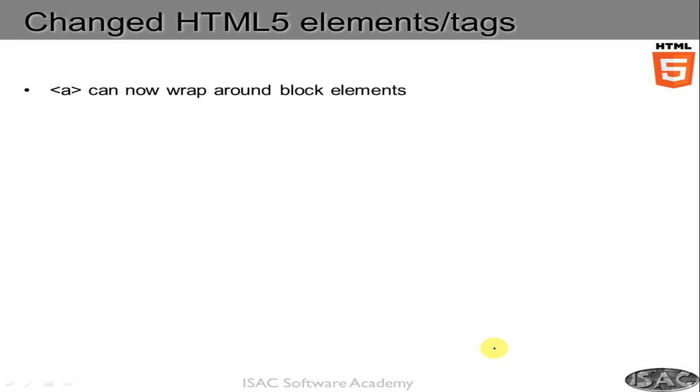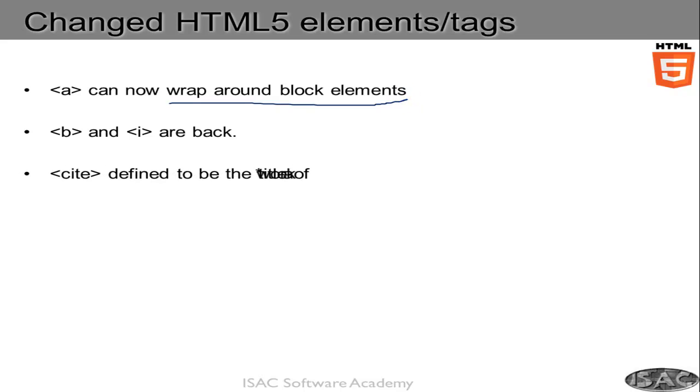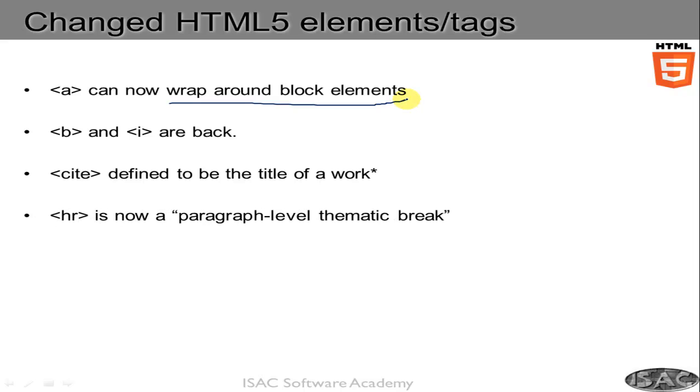Now there are a few elements which were there in HTML4, but there have been small changes in those elements and tags. First is a. Now it can wrap around block elements. This is a small change in a as an anchor. b and i, bold and italic, are back. Now you can use them. dfn defines the title of a work. hr is now a paragraph level thematic break. small is for small print, legal boilerplate.